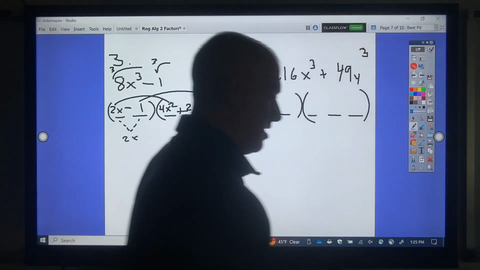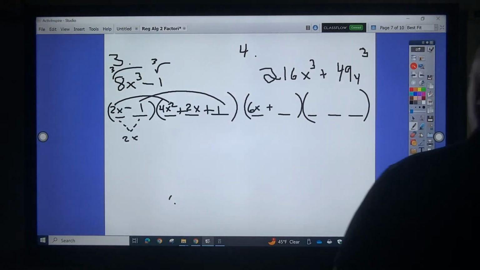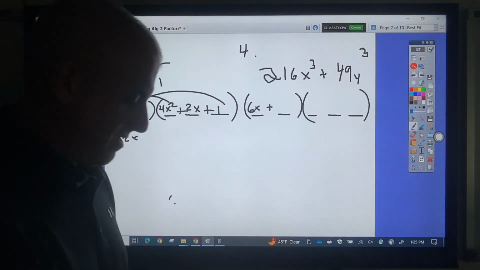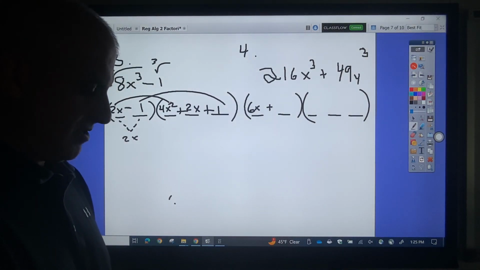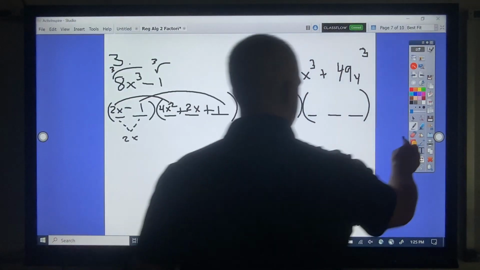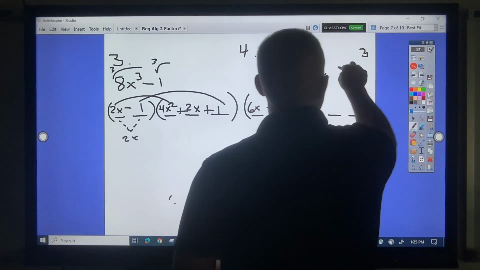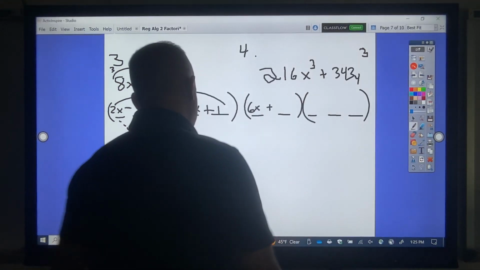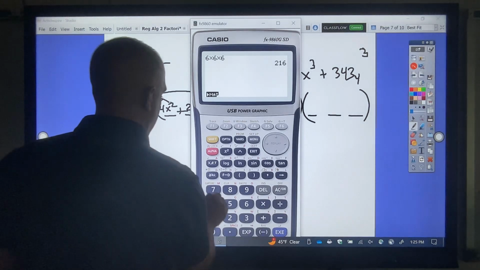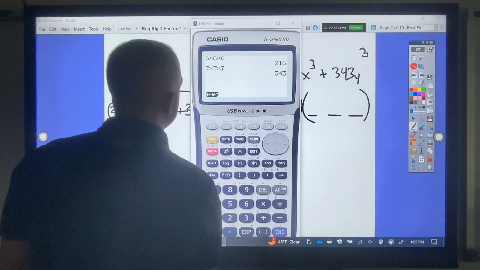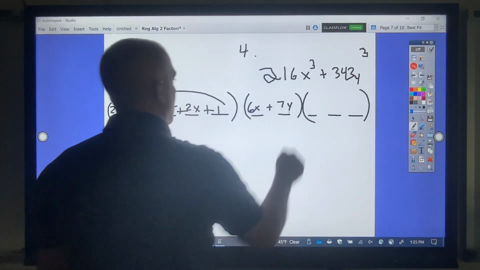Okay? We got to change this. I don't want that to be 49. I want that to be, sorry, 7 times 7 times 7, which is 343. Sorry, it should not be 49. It should be 343. Sorry about that. Okay. And that's 7 times 7 times 7. And since it's got the y, just put 7y.